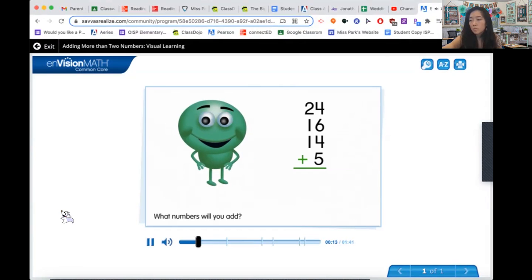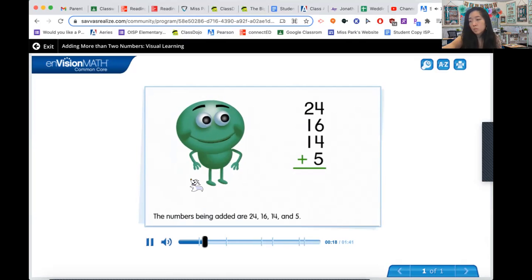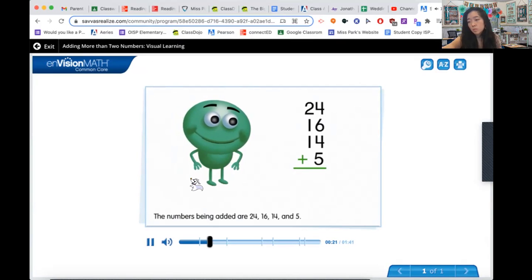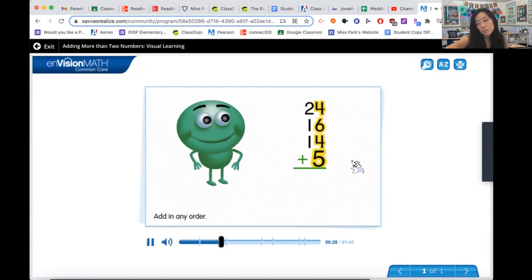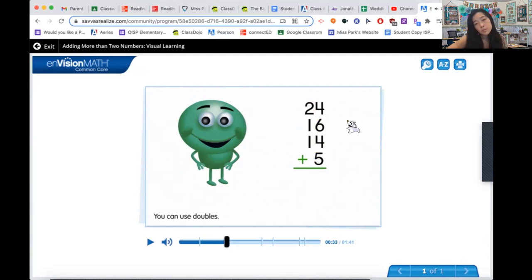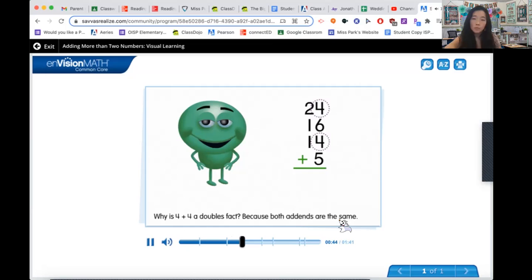What numbers will you add? The numbers being added are 24, 16, 14, and 5. Start by adding the ones. Add in any order. You can use doubles. You can add 4 and 4 first. Why is 4 plus 4 a doubles fact? Because both addends are the same.